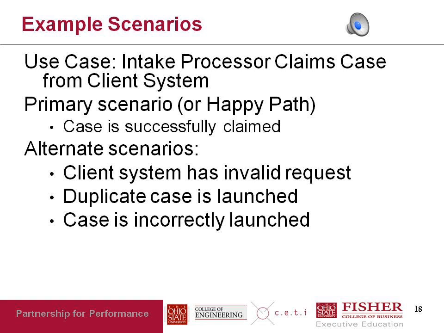And another alternate scenario would be that the case that was claimed did not have the right data, so the case was incorrectly launched. So within a use case, once again, there could be many scenarios, each describing one path through it. Typically, there's one primary scenario, also known as the happy path. In this case, it's the scenario where the case is successfully claimed. And then there could be alternate scenarios of various kinds. Most of the time, these alternate scenarios are error scenarios, but that doesn't have to be the case.